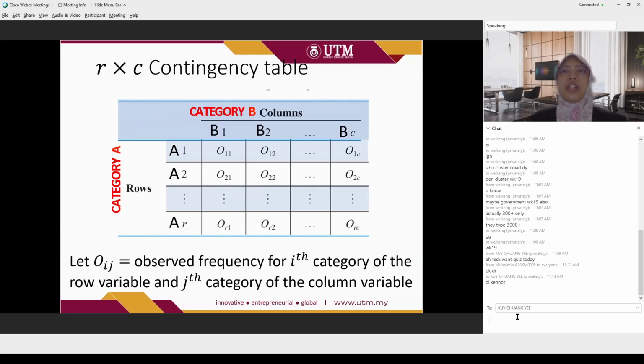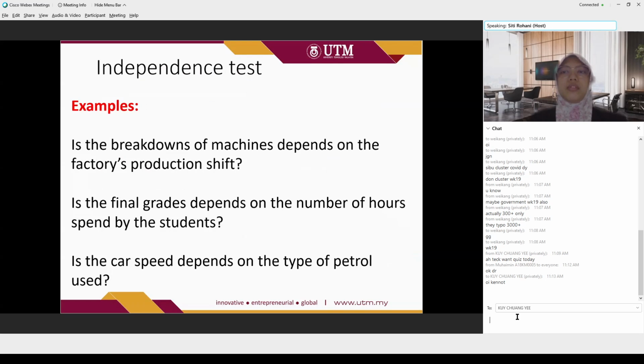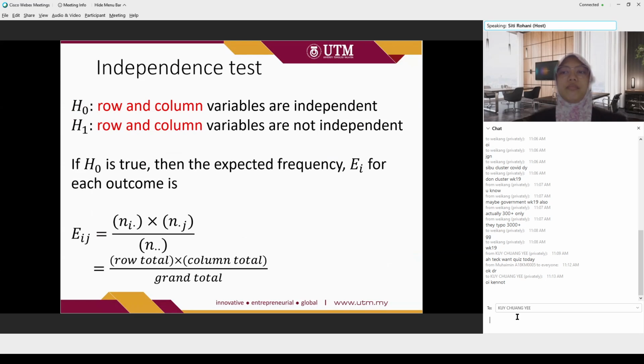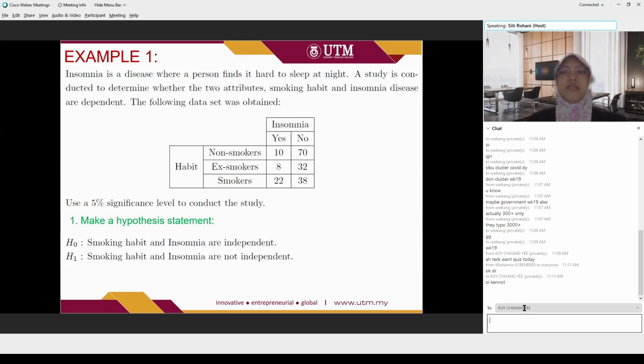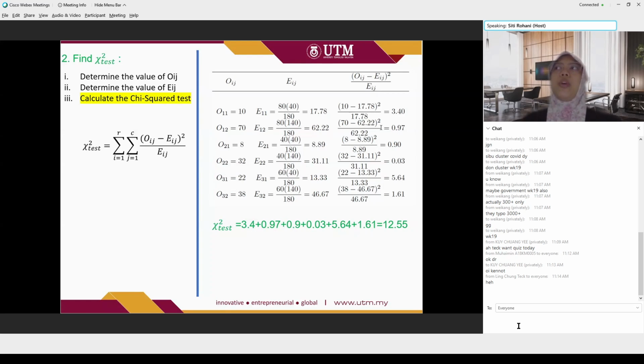Okay, I think that's all for this chapter. Any questions for this chapter? Or you haven't studied this one yet? Okay, so make sure you finish all this chapter. This week we must finish this chapter. Next week we are going to start a new chapter which is ANOVA. Any questions on this chapter?